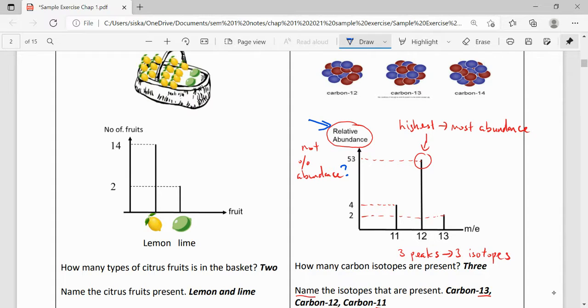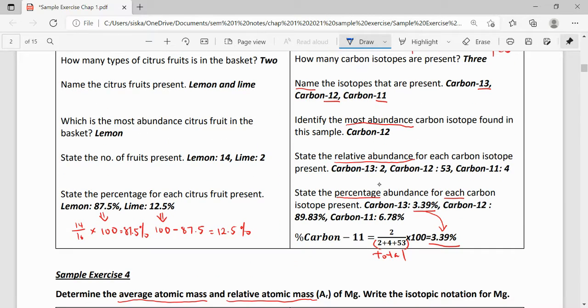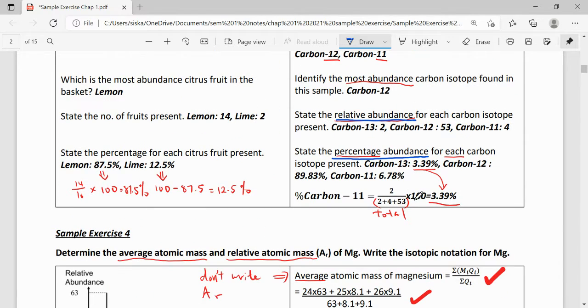Because if it's percentage abundance, when you add up, your total will be equal to 100%. But if it's relative abundance, when you add all together, it will not become 100. You will only get a total of 59. And then when you look at the question, you have to see what is the requirement. Relative abundance and percentage abundance are different. Relative abundance, you just take from the y-axis, and percentage abundance, you have to do calculation.